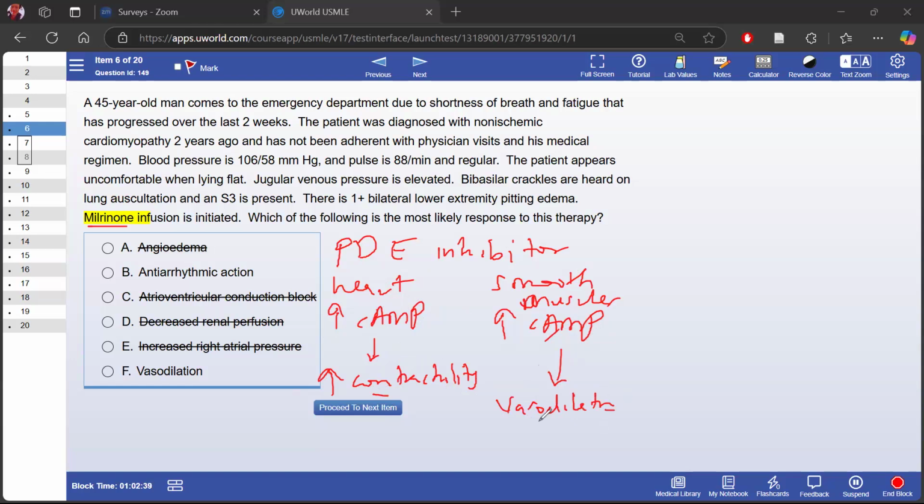If I dilate the veins, I will decrease venous return. If I dilate the arteries, I will decrease TPR, which will both be beneficial, right, in patients with heart failure as well. All right, so F here will be the best answer for milrinone. Although I like how we narrow down the options, F will be the best because milrinone is a PDE inhibitor. Okay.